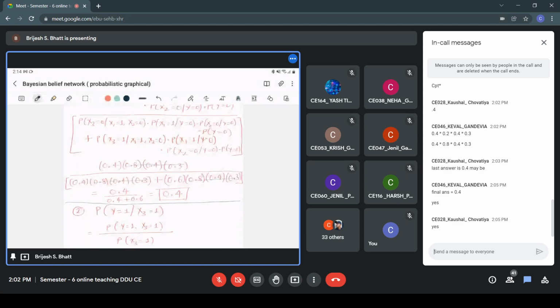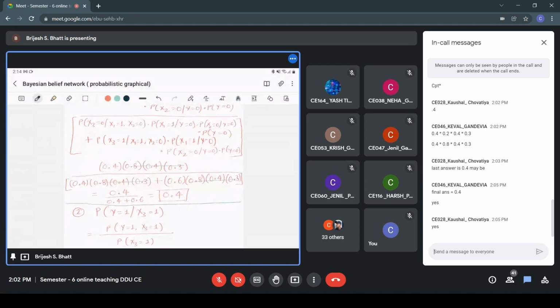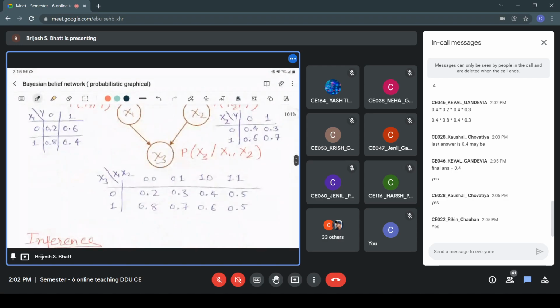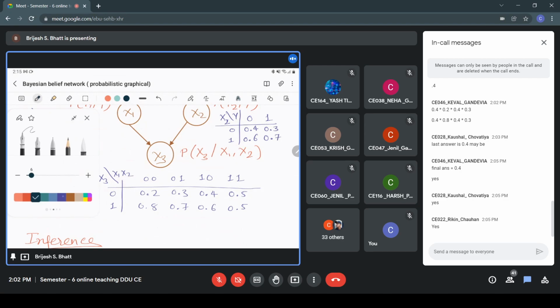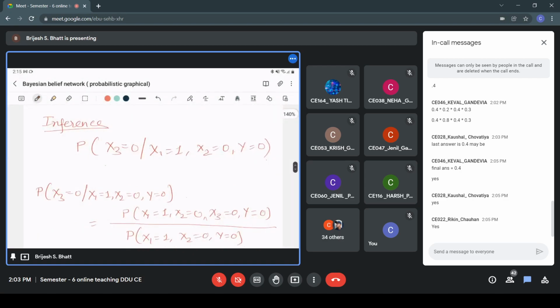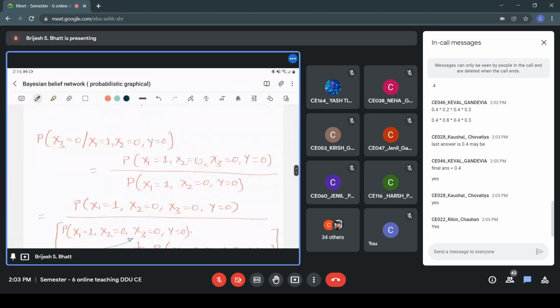Okay. So I think it is 0.4. And if you notice, we have this value in our conditional probability table also. This x3 equal to 0, given x1 equal to 1 and x2 equal to 0 is marked here as 0.4. But I wanted you to go through this calculation to realize that everything adds up and you get the right answer.